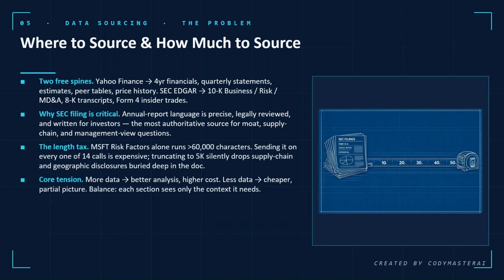The problem with SEC filing data is it's extremely long. Microsoft's risk factors section alone is over 60,000 characters. You can't send that on every one of 14 API calls. That's expensive. But if you truncate to the first 5,000 characters, you silently drop the supply chain and geographic risk disclosures buried much further in. A naive cutoff looks complete on the surface but isn't under the hood. We need to find a balance between data relevancy and cost consciousness.